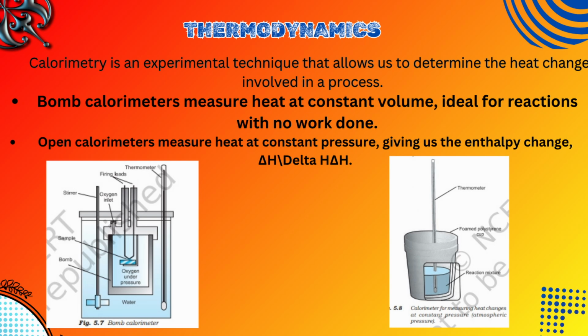Now what if we measure the heat change at constant pressure? That's when we use a simpler calorimeter setup, often under atmospheric pressure. In this case, the heat change QP is directly linked to the enthalpy change delta H. In an exothermic reaction, heat is released to the surroundings, making QP and delta H negative. On the other hand, for an endothermic reaction where the system absorbs heat, QP and delta H are positive. This simple yet effective method helps us measure the heat of reaction, or enthalpy change, which is crucial for understanding various chemical processes.